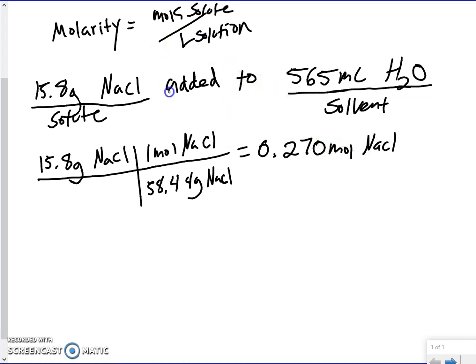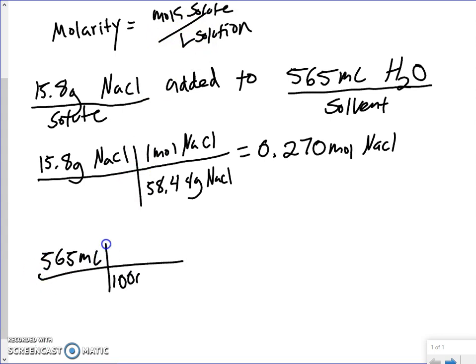Now, when we add this mass of sodium chloride to the 565 milliliters of water, our volume is not going to actually change. Basically the salt ends up filling the spaces that the water has, because water is a little bit spread out. So our solvent volume is going to be the same as our solution volume. So this is my volume of my solution, so what I need to do is get it into liters of my solution. Well, that's pretty straightforward. We've been doing that for a while.